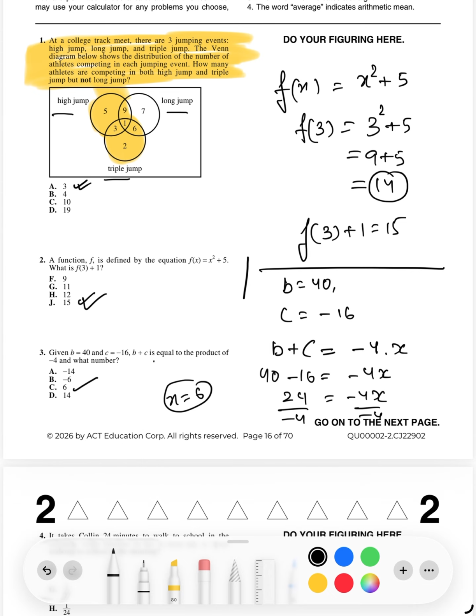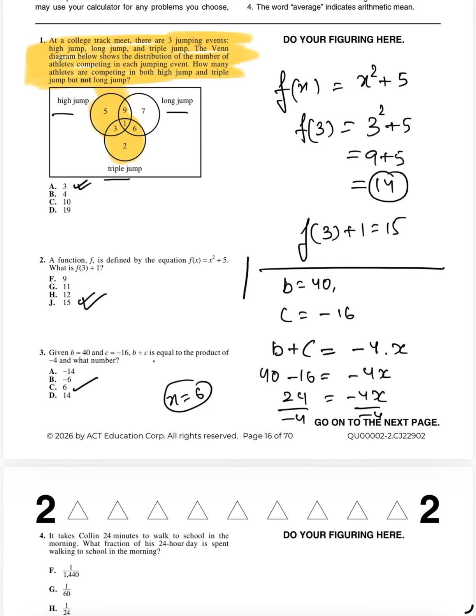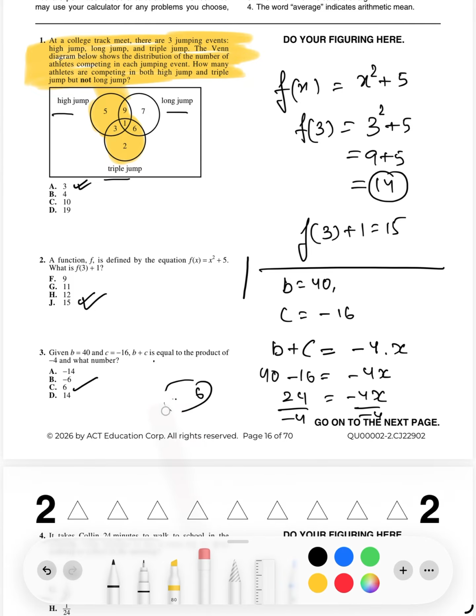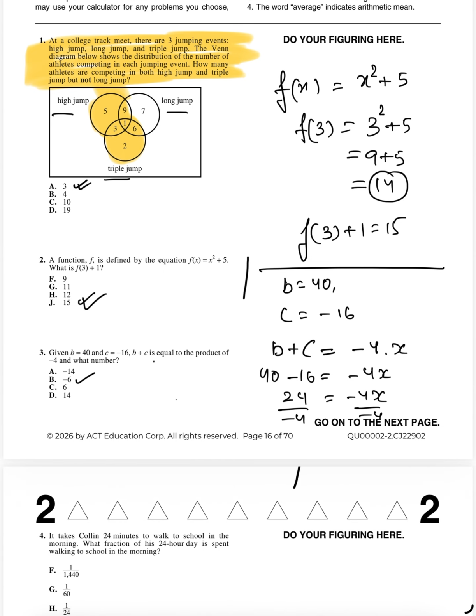Let's move. So not 6, minus 6, right? So minus 6 is the correct answer, because 24 divided by minus 4 is minus 6. So minus 6 is the correct answer for this one. So this is 3, and let's move to the next question.